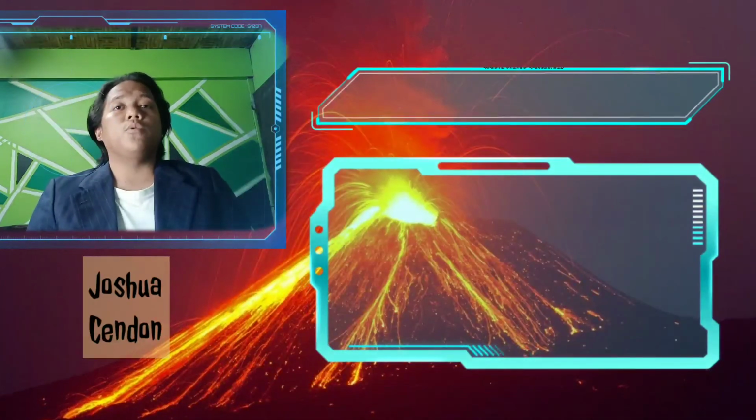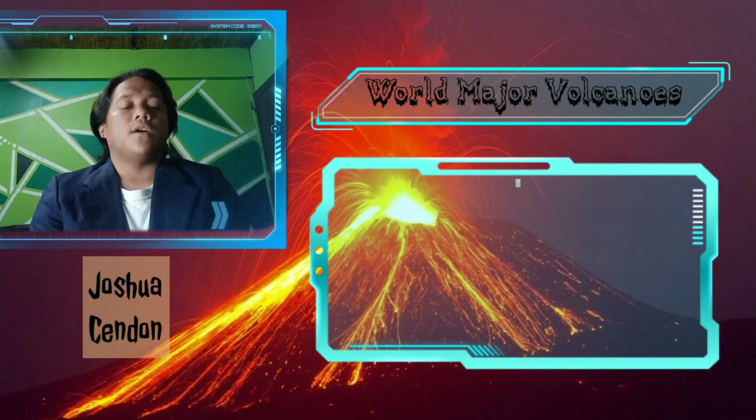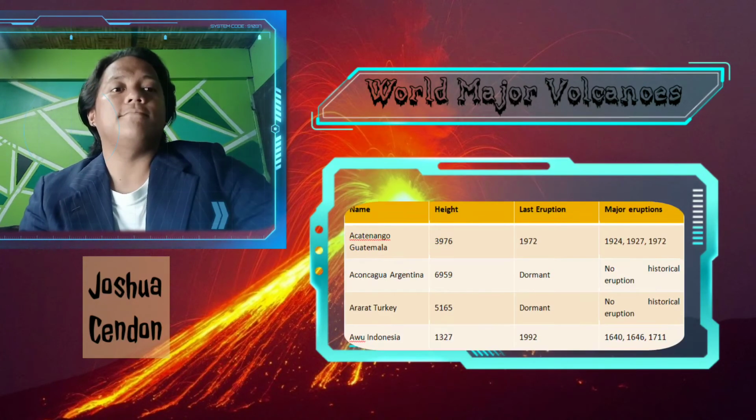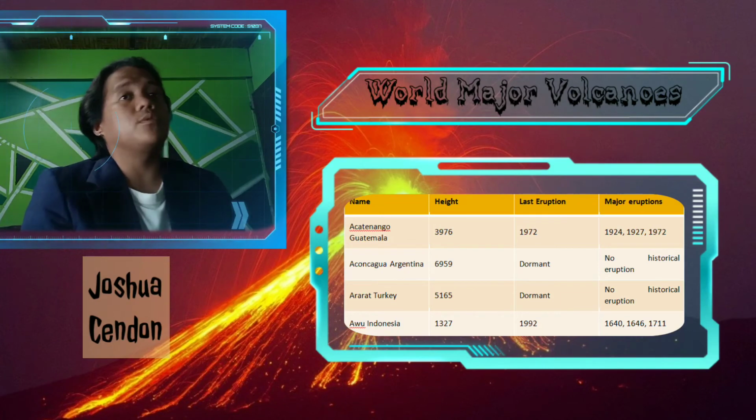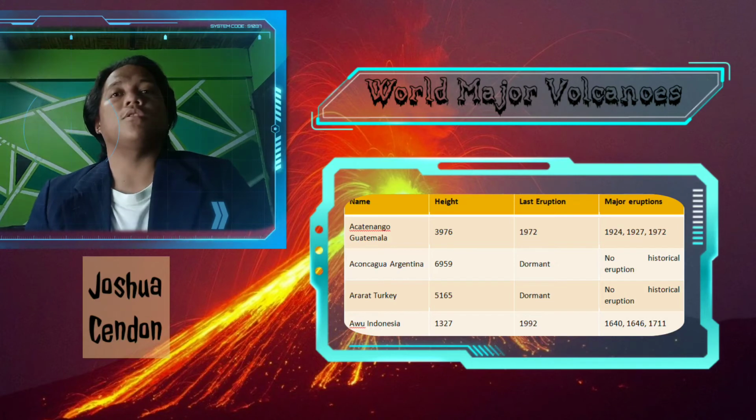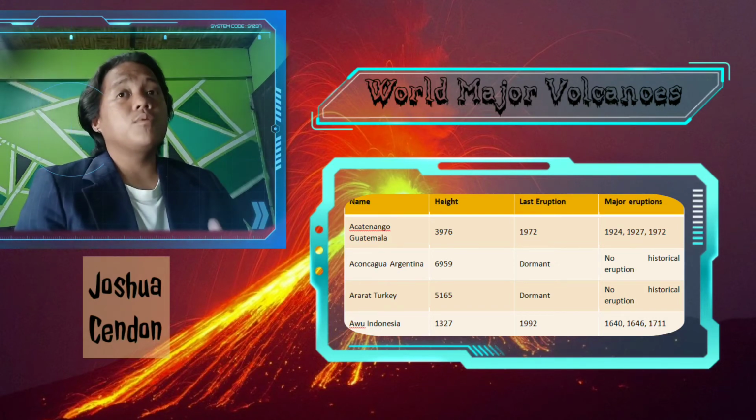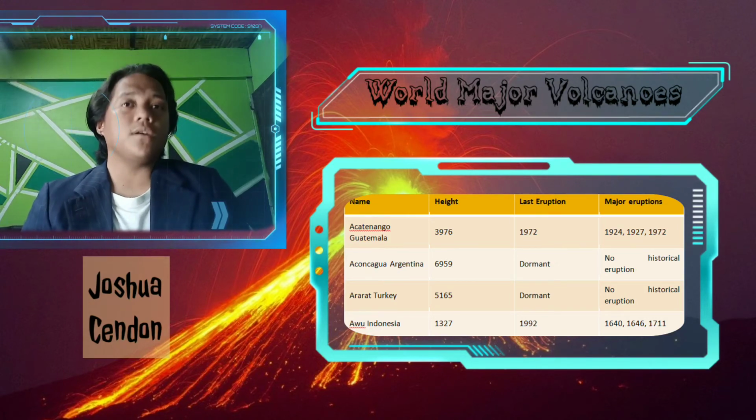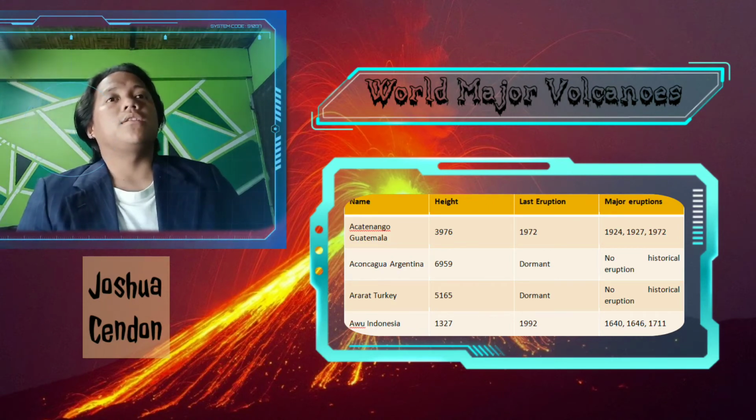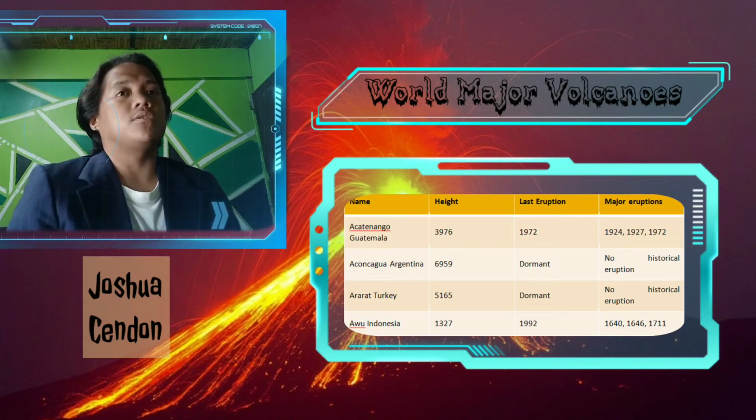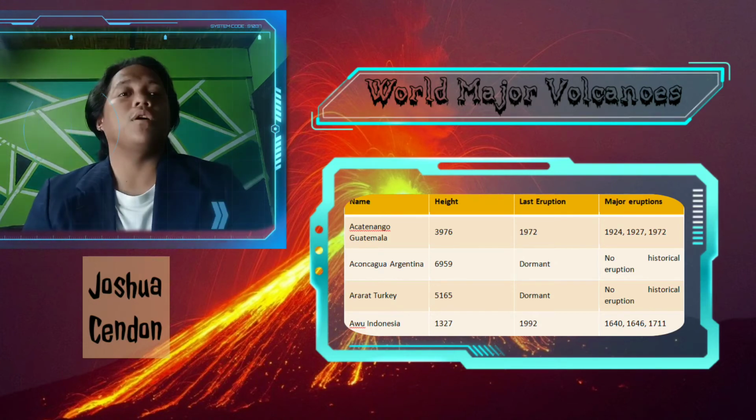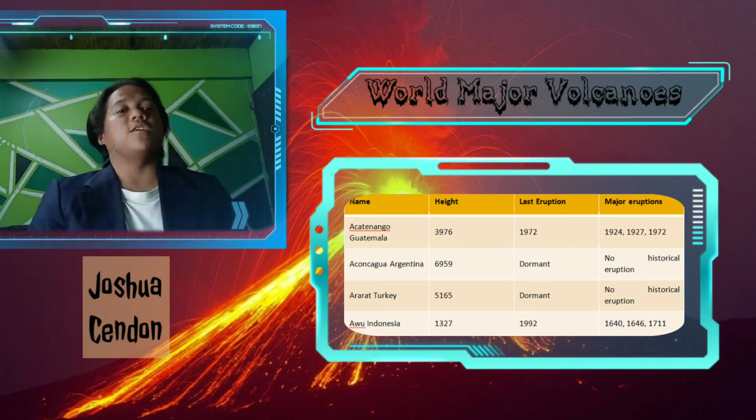So the next page is showing the world major volcanoes. The next page is also the world major volcanoes. So they have a table here, and the first table is where you can see the active volcanoes, and the second table is the height of the volcanoes from the ground, and the third table is the last eruption, kung kailan siya nag-erupt, and lastly is the major eruptions, kung kailan o ano ang mga taon na nag-erupt ang volcanoes.